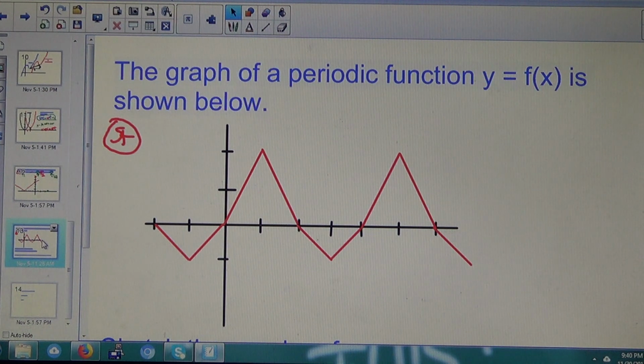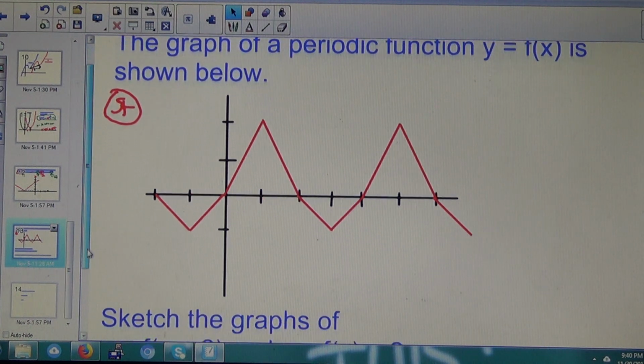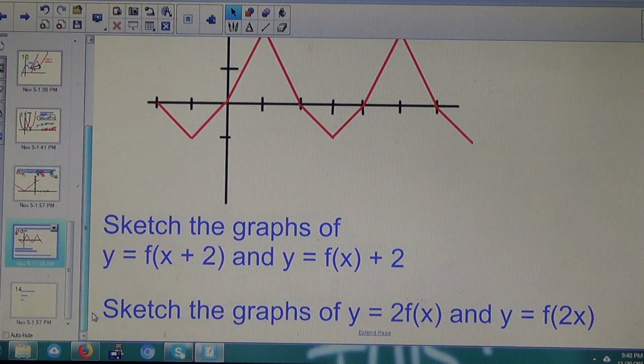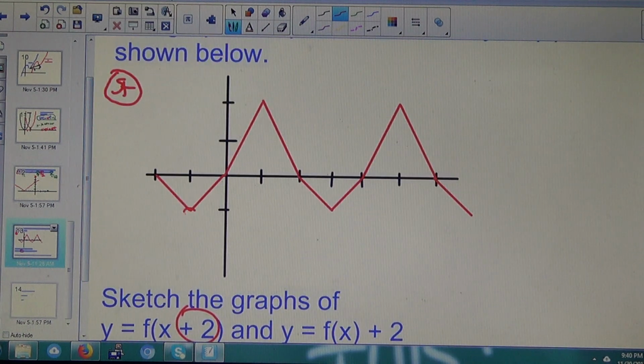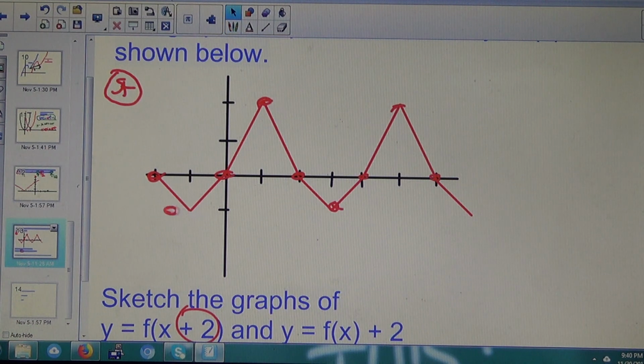Graph of periodic function is shown below. Actually, I've already given you this graph. Now this is something you're going to have to do on the assignment that I'm going to give you here. So sketch the graphs of y equals f of x plus 2 and f of x plus 2, where this 2 is on the inside. Actually, I think you guys should probably be able to do that, right? On the inside, which way we're moving? Left, right, because it's the opposite. So we're going to go left 2. So again, all you have to do up here is pick all these points and just move everything which direction then. Left 2. So left 1, 2.